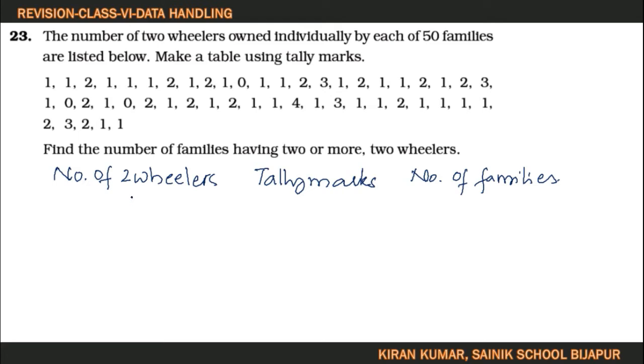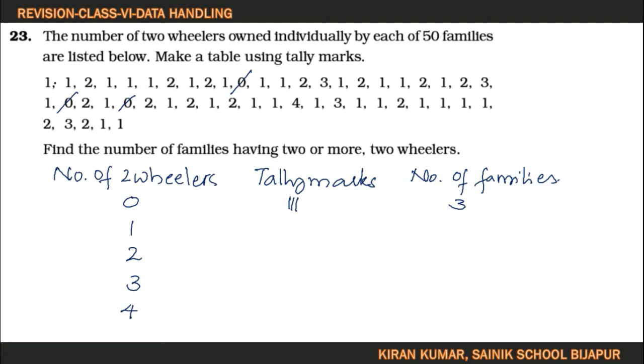Here the two-wheelers are having the category like 0, 1, 2, 3 and 4. Tally mark for each one of them I need to write. Here first starting with the 0, once, twice, thrice. Further it's not there, so the number of families are 3. Likewise we have to do it for the rest of the things.